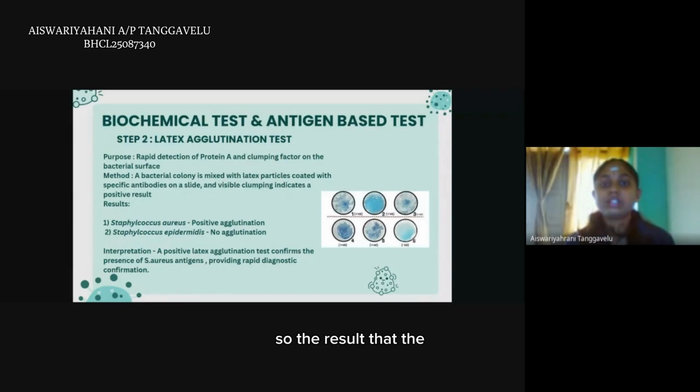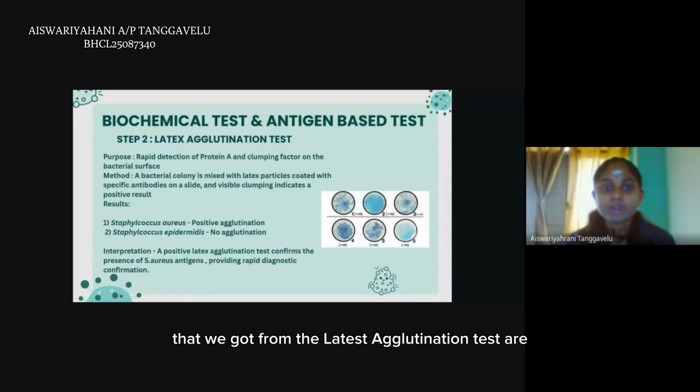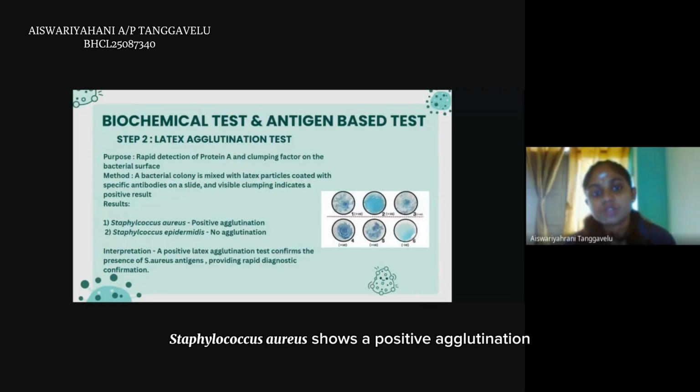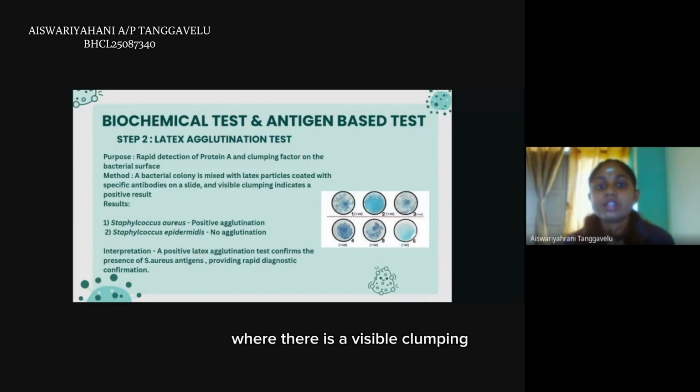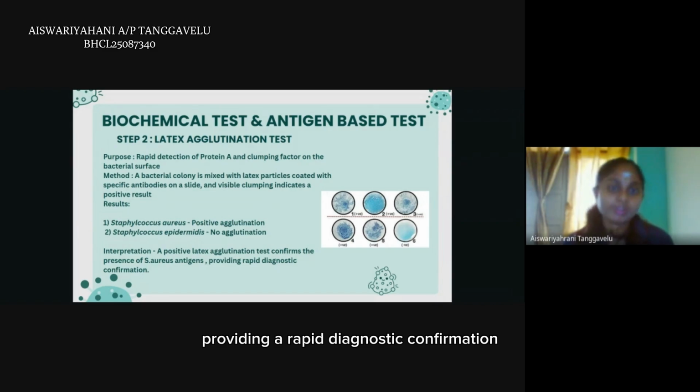The results that we got from the latex agglutination test are: Staphylococcus aureus shows a positive agglutination, where there is visible clumping, and Staphylococcus epidermidis shows no agglutination, which means there is no visible clumping. What we can interpret from both results is that a positive latex agglutination test confirms the presence of Staphylococcus aureus antigens, providing a rapid diagnostic confirmation.